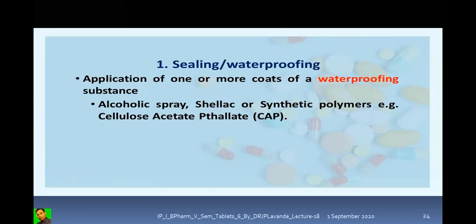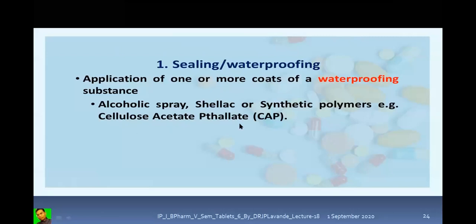So in order to avoid that, first the core needs to be sealed properly. It will be made waterproof in order to avoid contact with the alcohol or with the aqueous solutions of the coating solution. So alcoholic spray, shellac, synthetic polymers like cellulose acetate phthalate are going to be used as a sealing material.